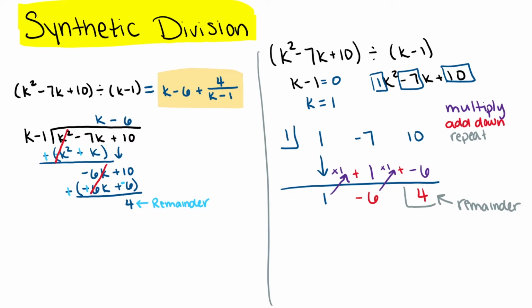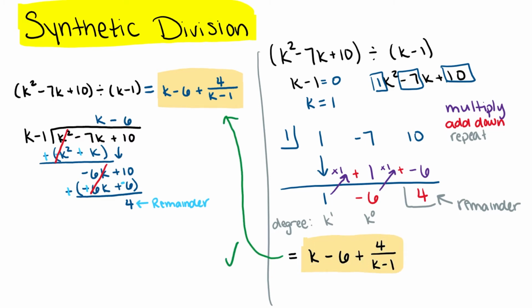We need to put our variables back into our quotient, and when we do this, we're going to start with 1 degree less than what our original polynomial was. Our original polynomial was degree 2, or k squared, so we're going to start with k to the first power. Our first coefficient will have a variable with k to the first power. Our second will be k to the 0, or just 1. And 4 is our remainder. So if we put our variable back in, we get our final answer as 1k, or just k, minus 6 plus 4 over k minus 1. And looking back at the answer that we got the first time, we know that we're correct.